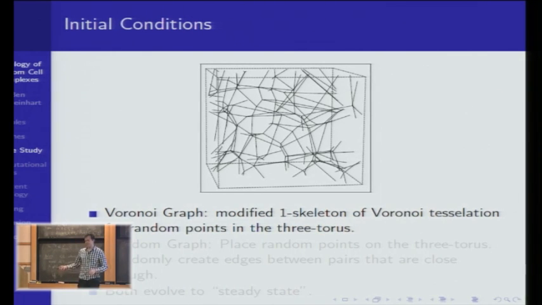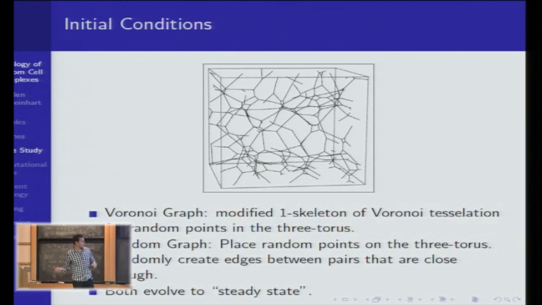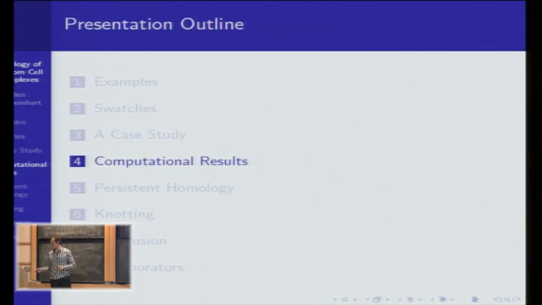And then I designed another initial condition, designed to look very different from this, which is designed actually to have a lot of the intersection move that I described earlier, which the Voronoi has very little of. And this is just, you put a lot of random points in the 3-torus, and you match them up randomly as long as their distance is below a certain threshold. And using the method of swatches, we can show that under this curvature flow, they both evolve to the same steady state condition, which kind of looks like this. OK. So now we've defined our case study. Any questions about the case study before I get on to the computational results?